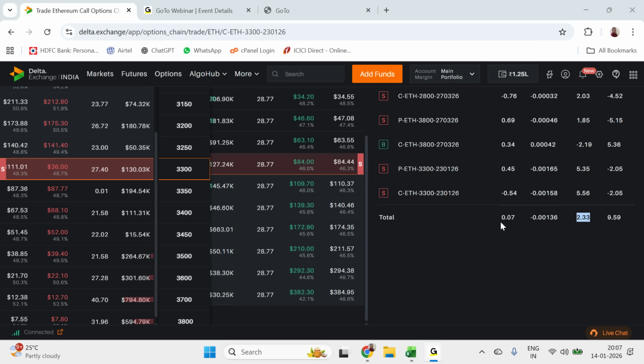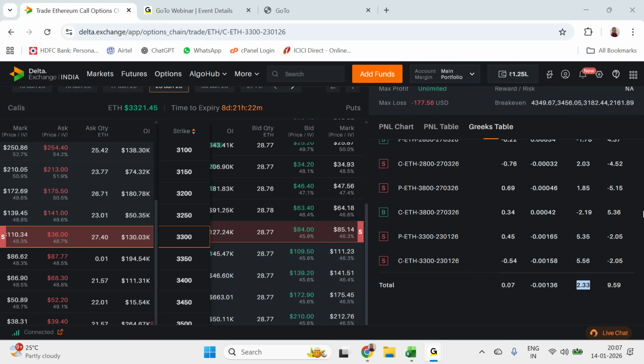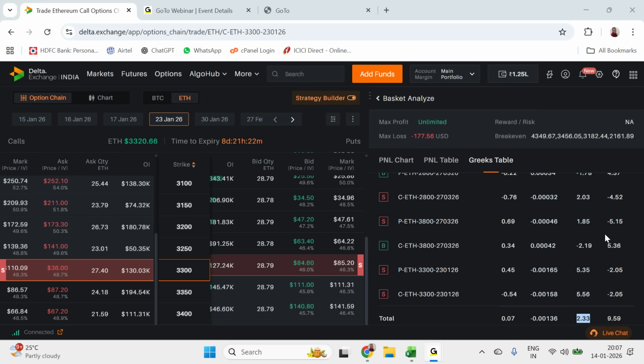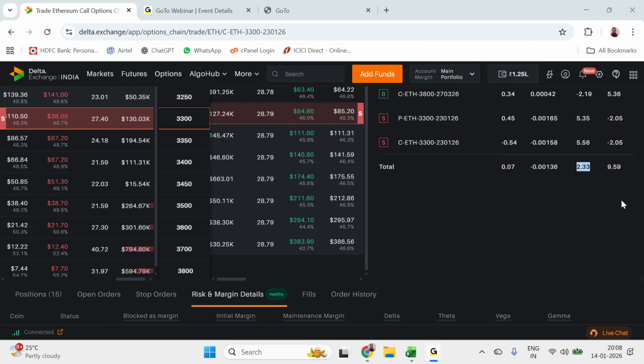Delta, theta, vega: 5. So vega should be plus 5. We want volatility. It is not that we don't want volatility. In this strategy, we want volatility. So we want theta to be above 5.